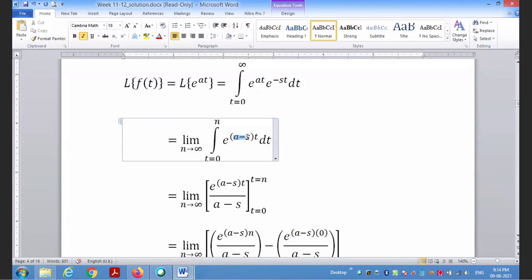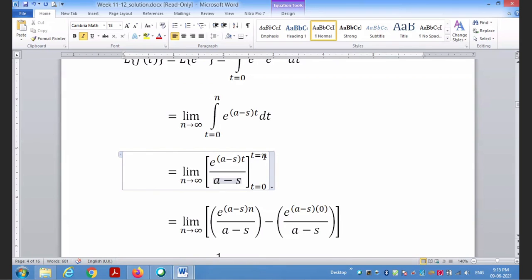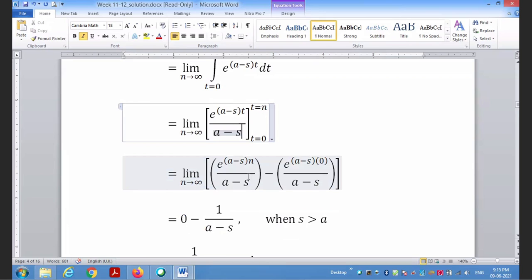So this one we treat as a constant, because with this function we just want to integrate with respect to t. So the integral will be e to the power of (a minus s)t, divided by a minus s, because when you differentiate (a minus s)t with respect to t, you get a minus s. Then you evaluate t from 0 up to n, replacing t with n and then with 0.